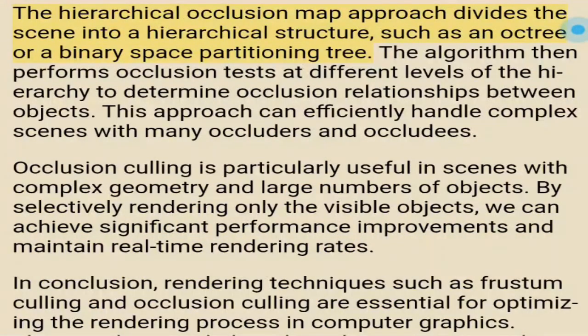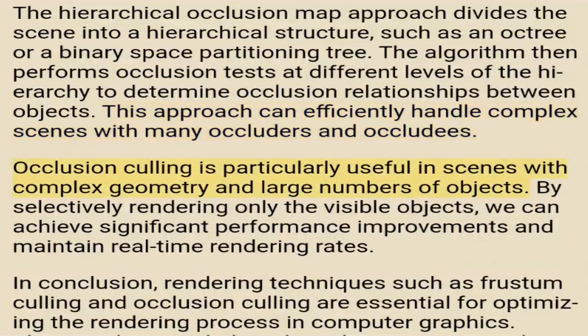The hierarchical occlusion map approach divides the scene into a hierarchical structure, such as an octree or a binary space partitioning tree. The algorithm then performs occlusion tests at different levels of the hierarchy to determine occlusion relationships between objects. This approach can efficiently handle complex scenes with many occluders and occludees.